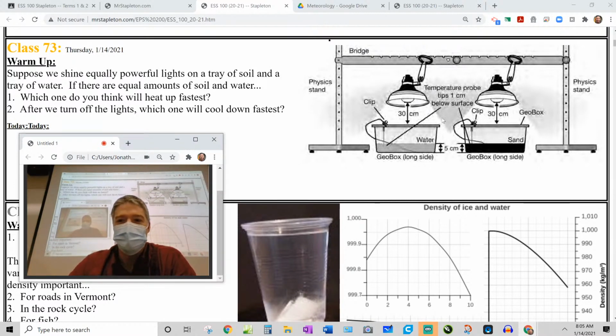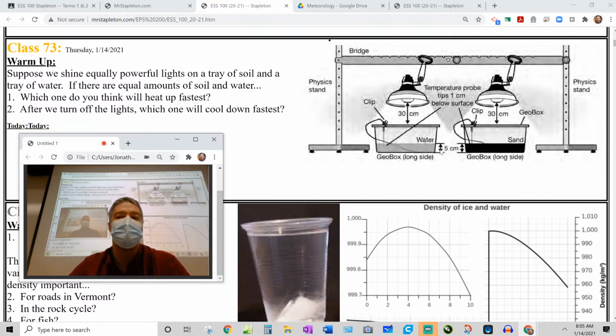So if you look at the picture over here, there are a couple of equal lamps with equal bulbs, and they're the same distance apart from these two different trays or boxes, and apparently they're geo boxes. And one has water in it, the other looks like an equal volume of sand. Not necessarily an equal mass.